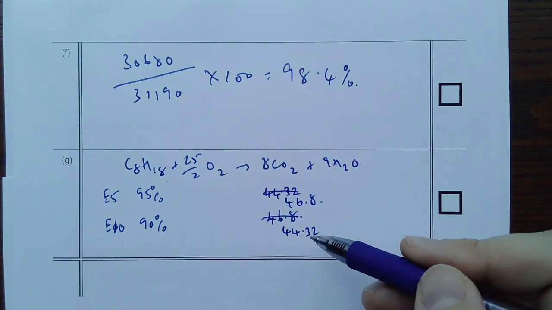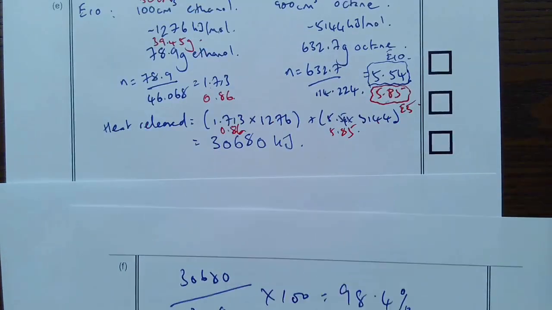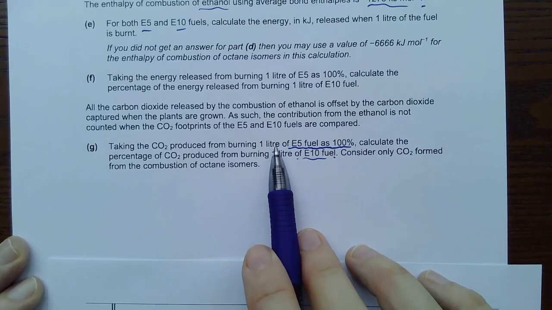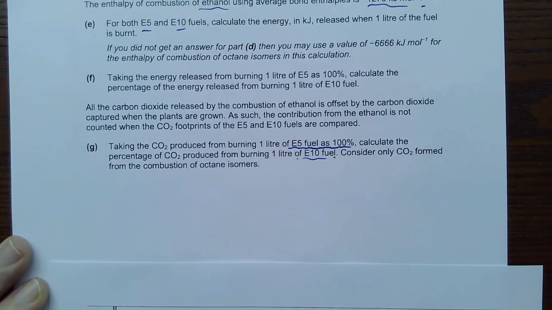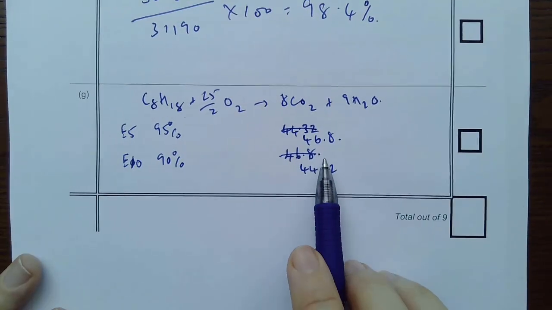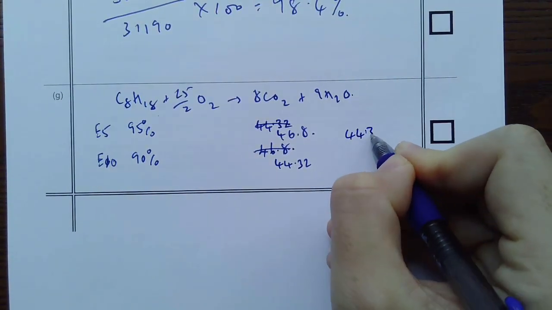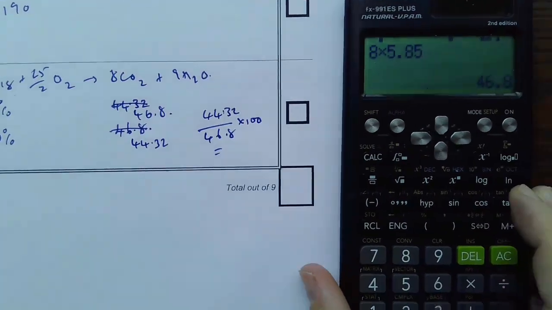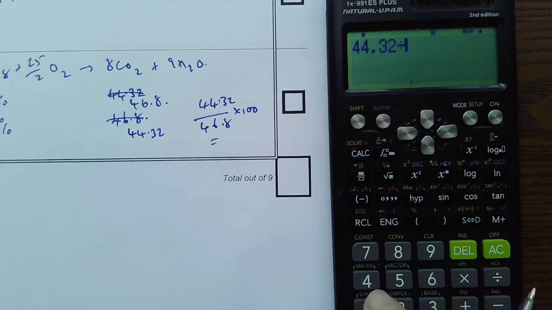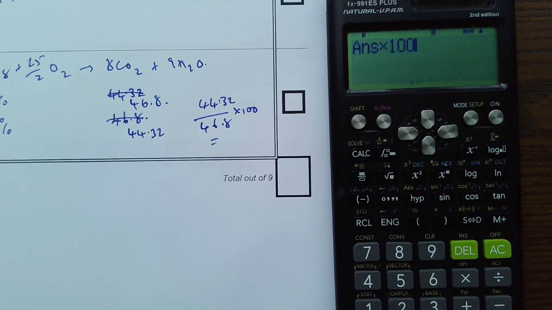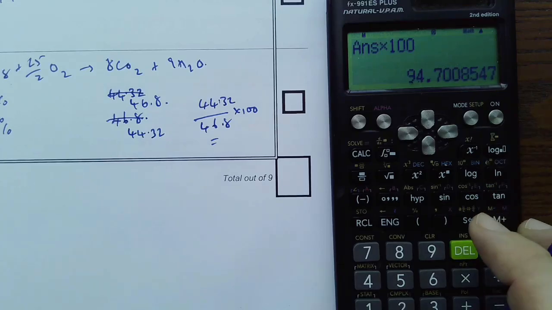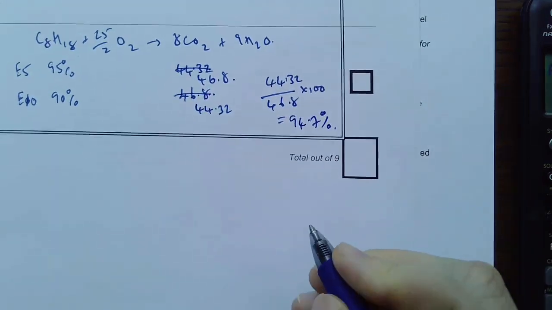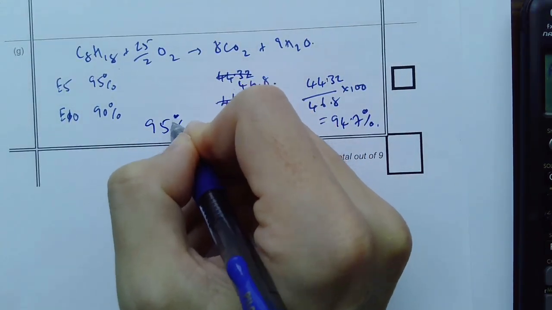And so then it says 1 litre, fine, but really all these ratios carry all the way through. So I can just do the molar ratio. I can just do 44.32 divided by 46.8 times 100. And the answer is not going to surprise us, because if I do 44.32 divided by 46.8 and I times that by 100, what do I get? I get 94.7%. What I should get is 95%.